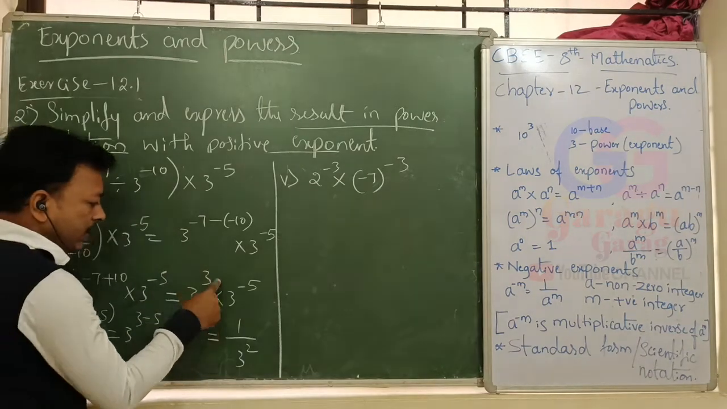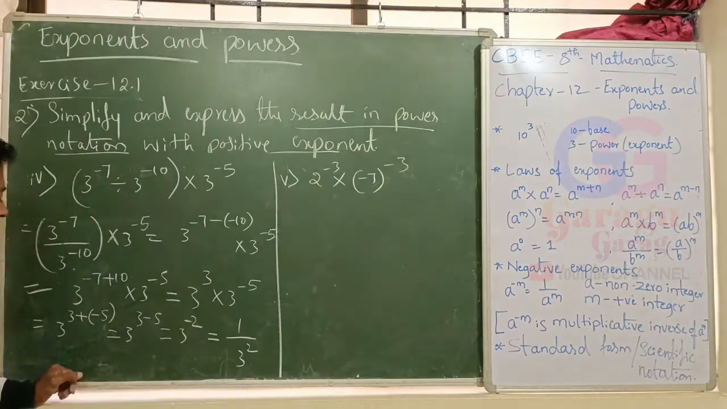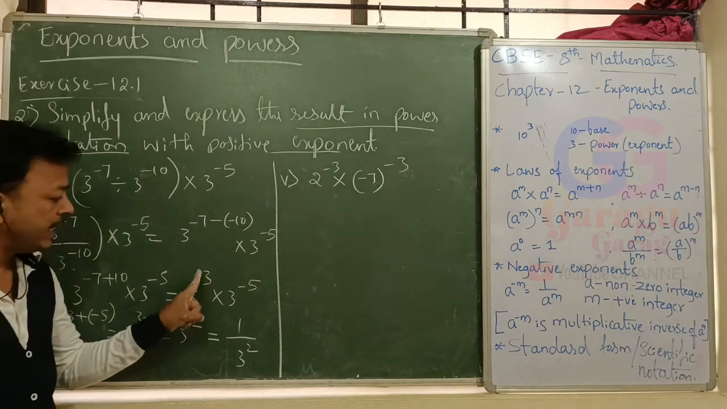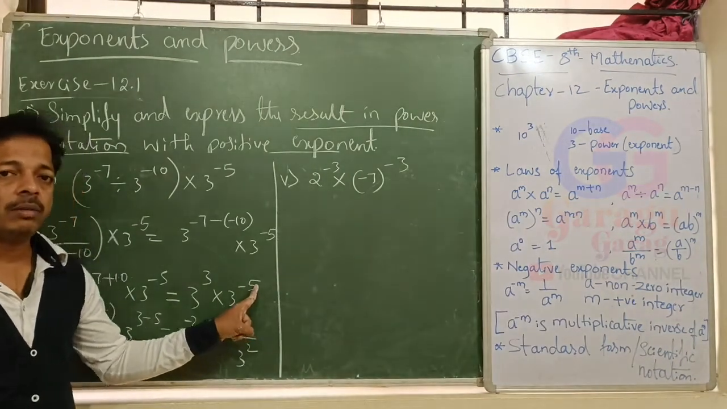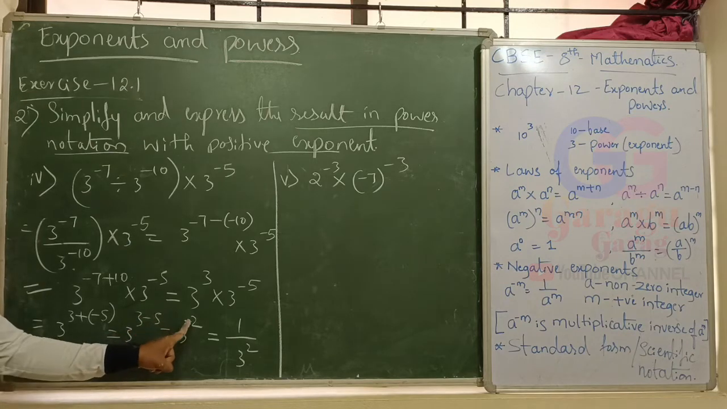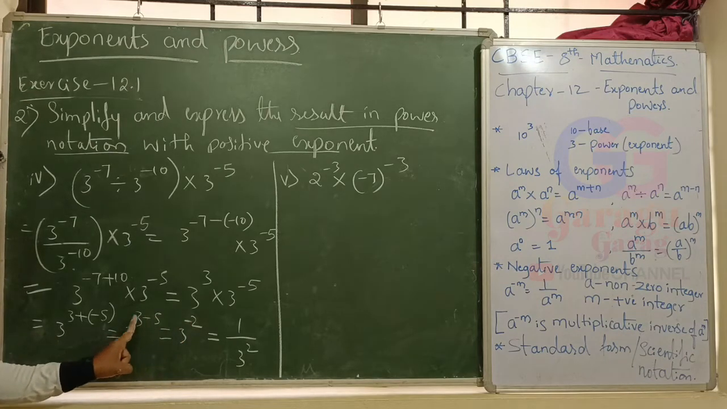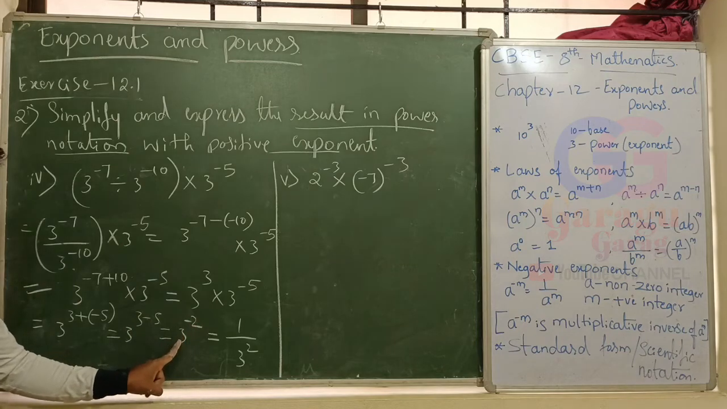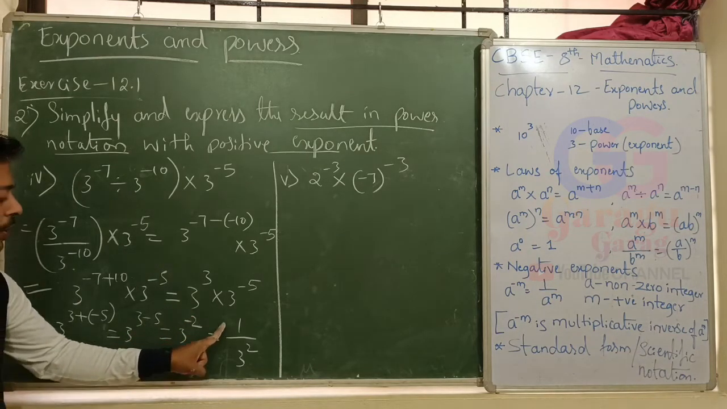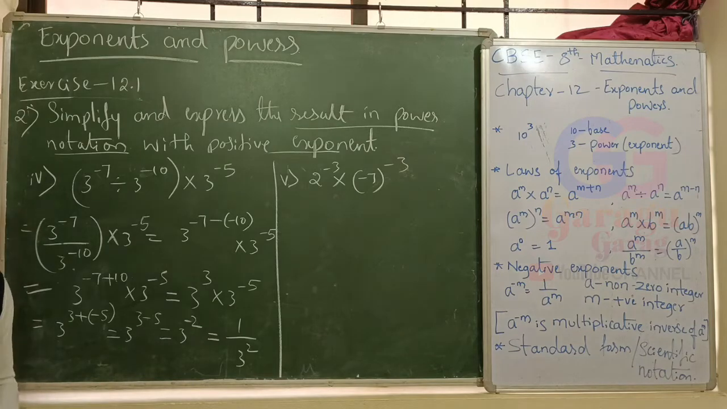3 raised to 3 multiplied by 3 raised to minus 5. So 3 raised to plus into minus here. Once again, a raised to m into a raised to n means add the exponents. 3 plus minus 5, 3 raised to 3 minus 5. Here the signs are opposite, plus and minus, so it becomes minus. 5 minus 3 is 2, so 3 raised to 2, and the greater number's sign is minus. 3 raised to minus 2 equals 1 divided by 3 square.